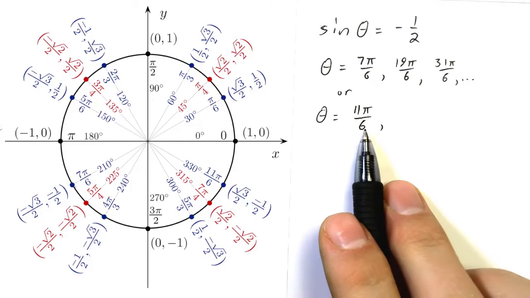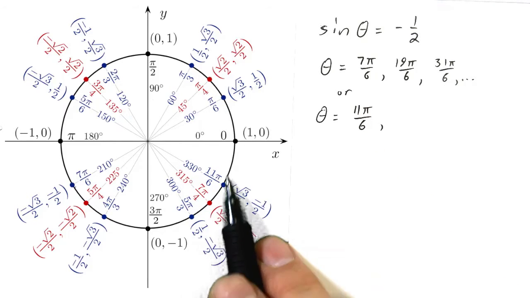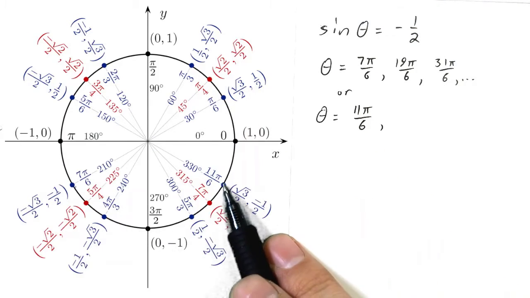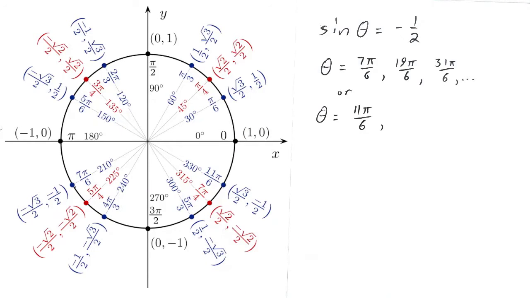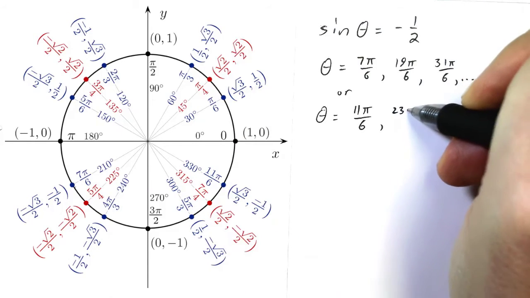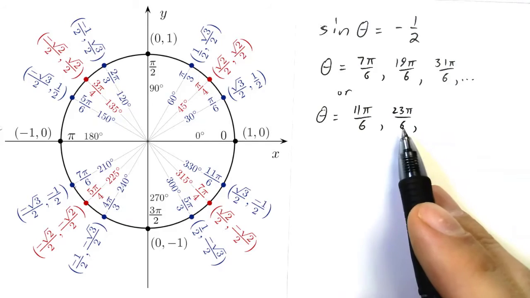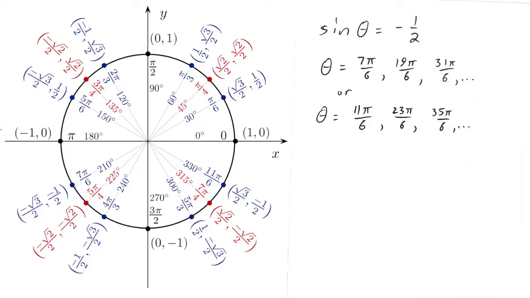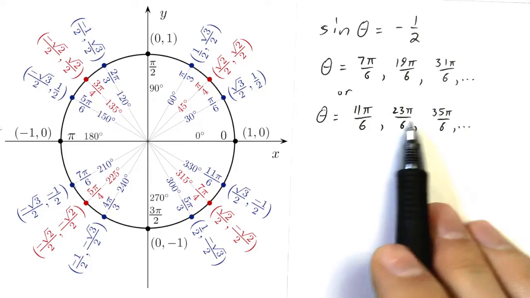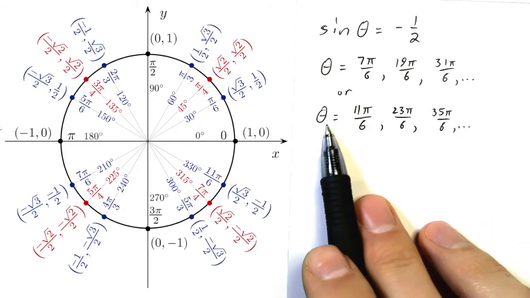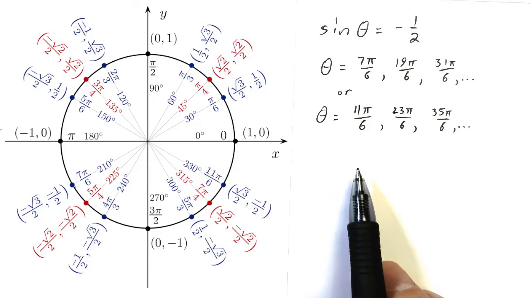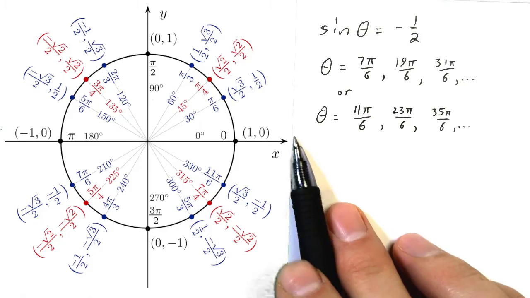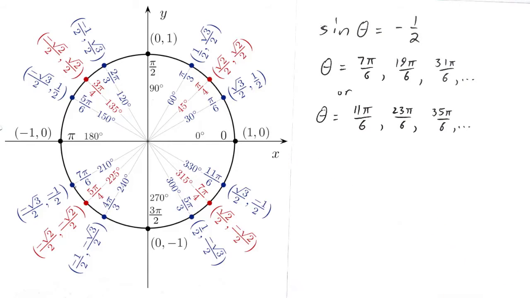Now we can do the same thing for this one. I have 11 pi over 6, add 2 pi, add 12 pi over 6, and I end up with 23 pi over 6. Add 2 pi again, and I end up at 35 pi over 6. And I keep going. I get more solutions. So we see there's infinitely many solutions. And I could go to negative solutions too by subtracting 2 pi over 6 from each of these. Right? So we could extend these into the negative realm as well.